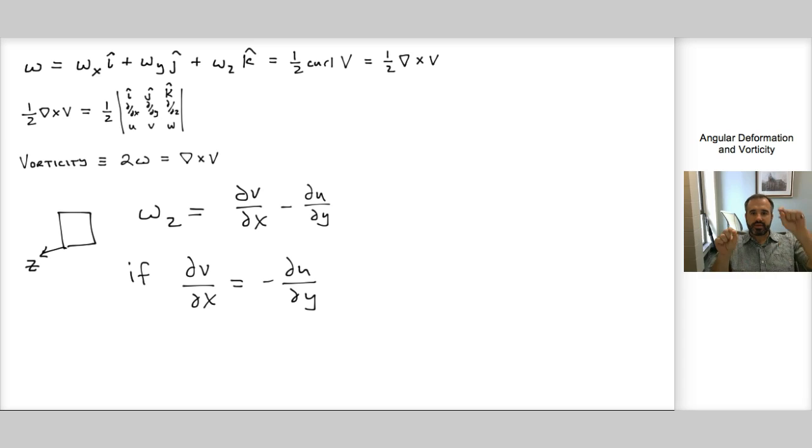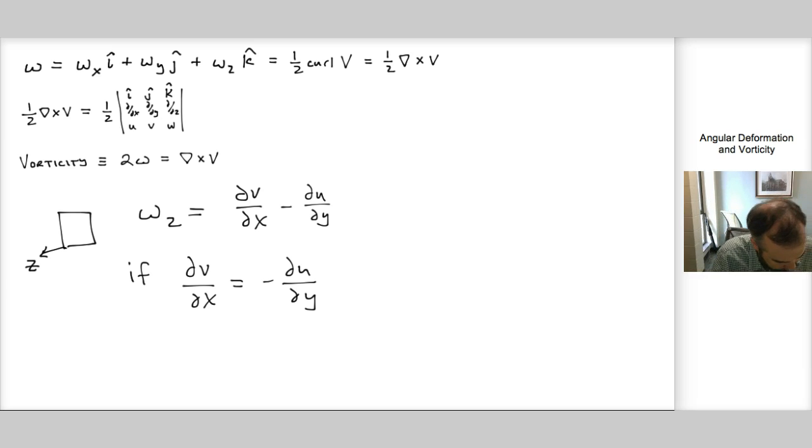Okay? What that means is that the points all on the parcel are rotating at the same speed, so it will move. Otherwise, there will be rotation. So if they're not equal, if dv dx is not equal to negative du dy, then there will be rotation and angular deformation. And so you'll have that, not only will the parcel move, but it'll change shape as well.